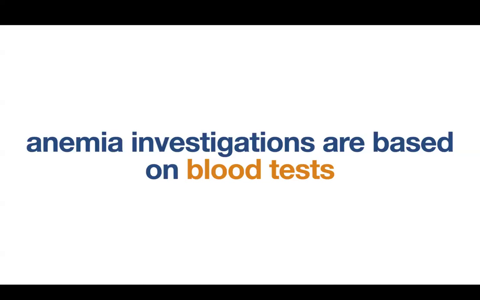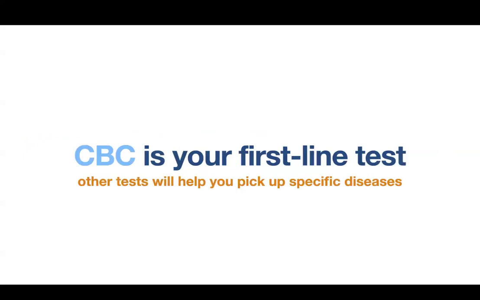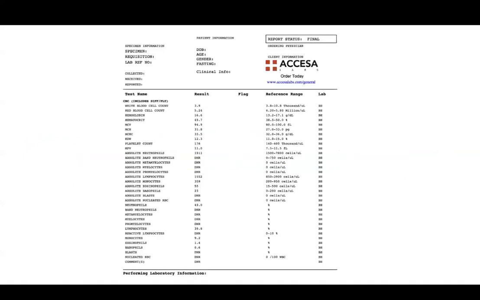Moving on to investigations. Anemia investigations are obviously going to be based on blood tests. CBC, or your complete, wait, I don't know what CBC stands for, honestly. Okay, sorry, complete blood count, completely slipped my mind. Anyway, CBC is your first line test for any patient in general, but it's also very specifically important for patients with anemia. And you will do a bunch of other tests that will help you pick up specific diseases, which we're going to see later on.